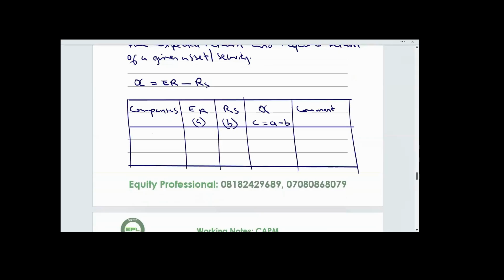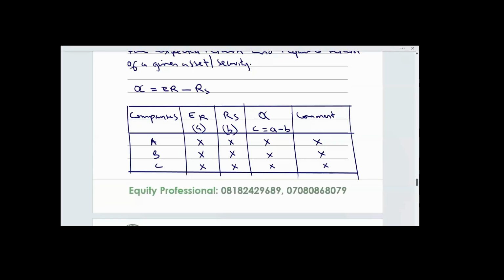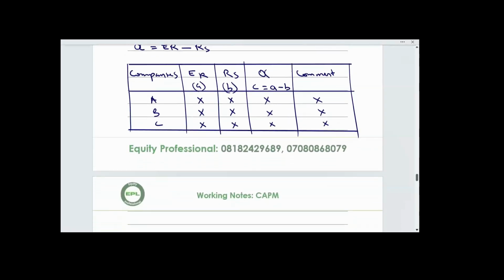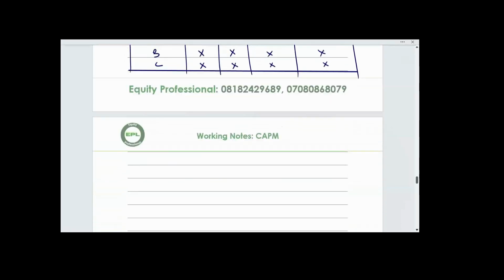So let's say you have security A, B, C in the portfolio. You are going to be given the expected return. You are the one that will estimate the required return. So just get your alpha, you put in your comments. Now let's talk about the interpretation. After you have computed your alpha, you need to interpret your results. So I will then come here, interpretation. There are 3 different ways you can do this.